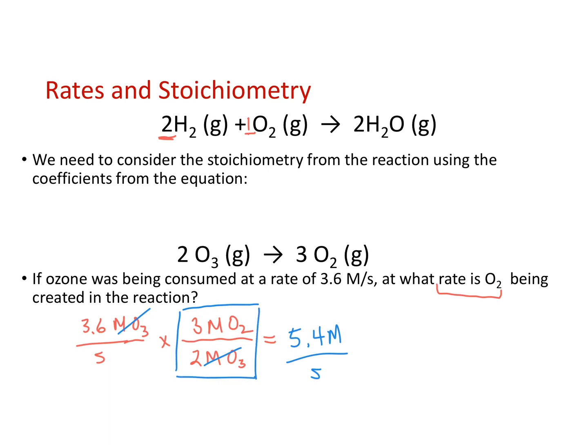We're just using the coefficients from the balanced chemical equation to help us relate: for every 2 moles in of ozone, 3 moles of oxygen are going out. So if 3.6 moles of ozone are being consumed, I'd expect that 5.4 moles of oxygen are being produced at that same time. So we can use those coefficients to help us relate those different rates of the reaction. That is our conversion factor.